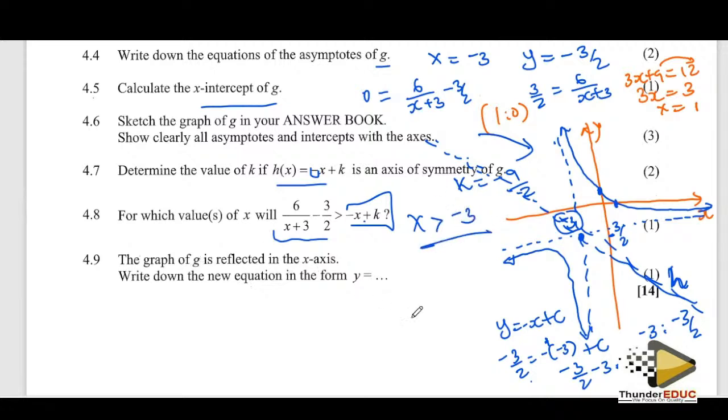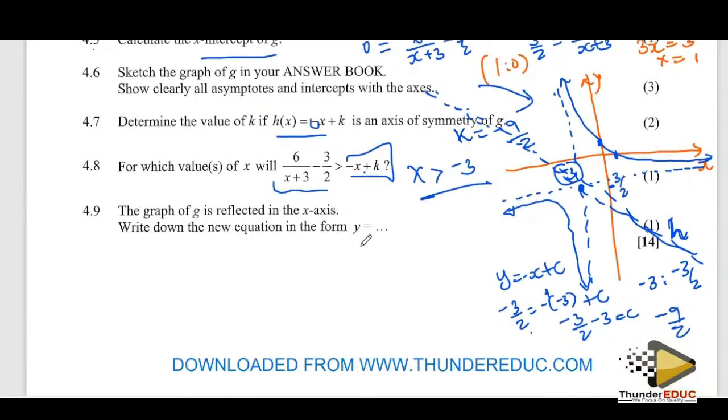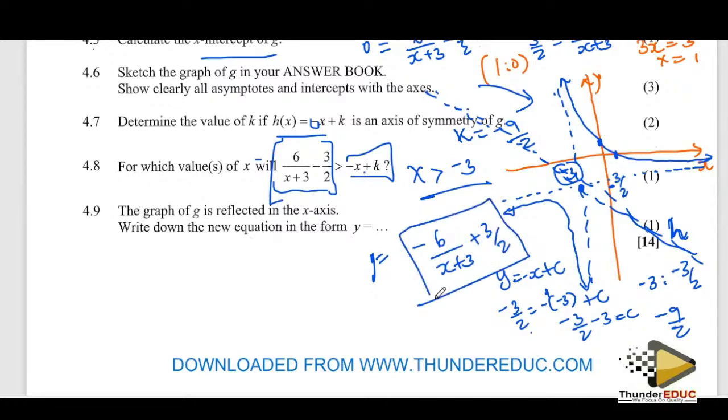Then G is reflected about the X-axis, okay. They want us to get the equation. So when you reflect something about the X-axis, the whole Y changes. In other words, this whole thing needs to be multiplied by the negative sign. So which means the y is going to be negative 6 over x plus 3 plus the 3 over 2. So that would be the 4.9. Okay, so guys, that's that with question number 4.